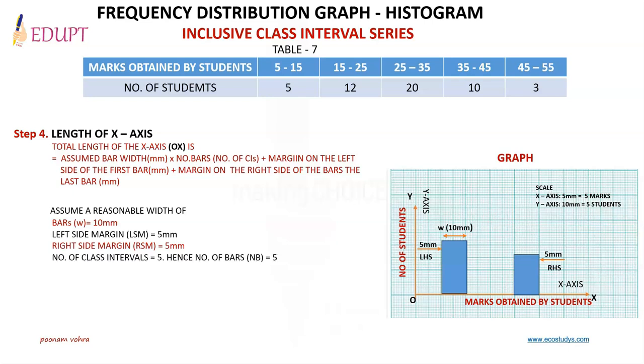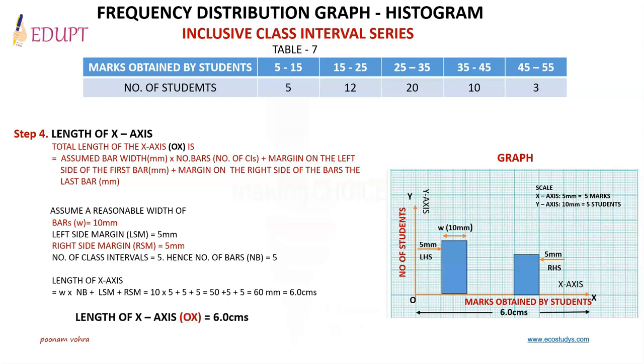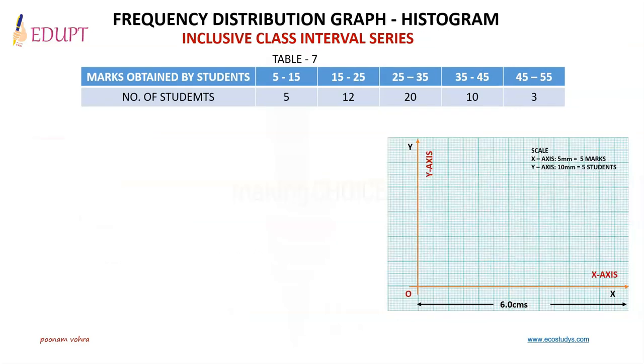Number of class intervals are 5, so there would be 5 bars. So the total length of x-axis would be width of the bar, which is 10, multiplied by number of bars, which is 5, plus the left side and the right side margin, which is 5 each, that makes it 60 mm, or 6.0 centimeters. So length of x-axis would be 6 centimeters.